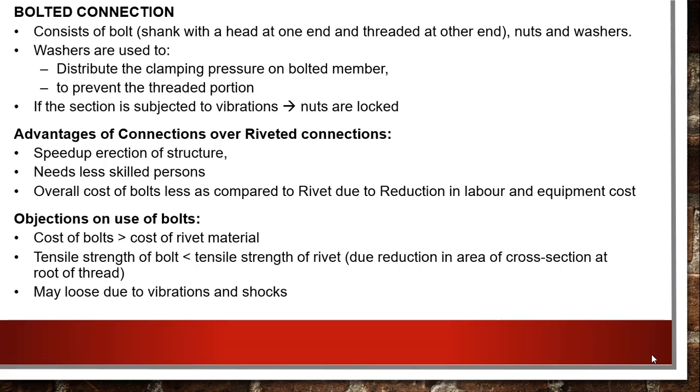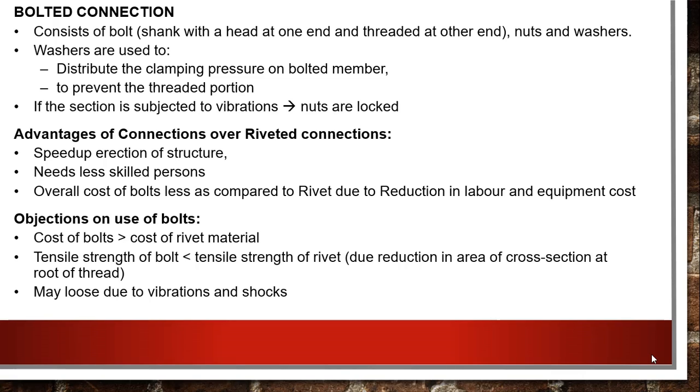Okay. Now some advantages of bolted connections over riveted connections. They speed up erection of the structure and need less skilled persons. The overall cost of bolting is less as compared to riveting due to reduction in labor and equipment cost. Next, there are some disadvantages also, that is the objections to the use of bolts, because the cost of the bolt is greater than the cost of rivet material. The tensile strength of a bolt is less than the tensile strength of a rivet due to the reduction in area of cross section at the root of the thread.